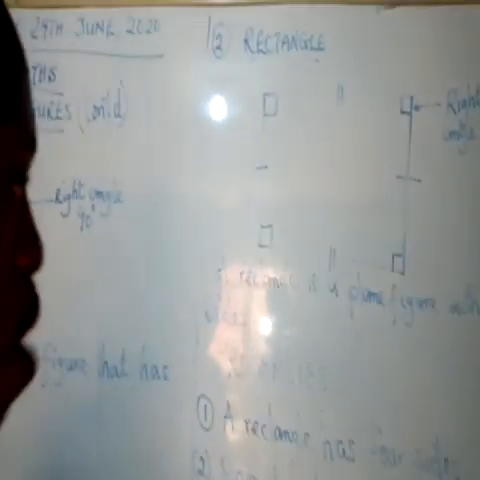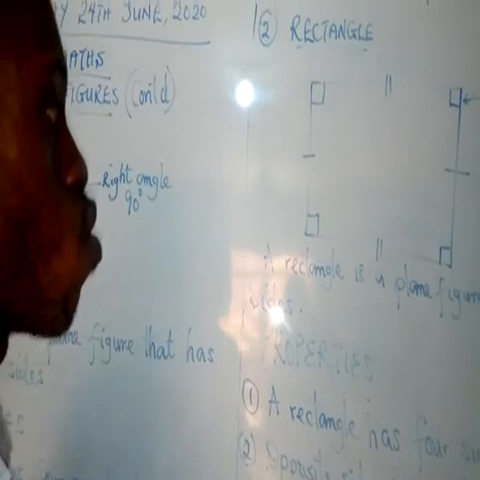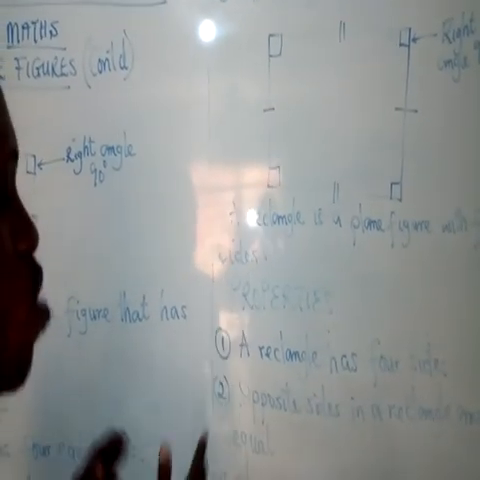Now, I'd like you to go and read about the square and rectangles. I will ask you questions on these in our next class.